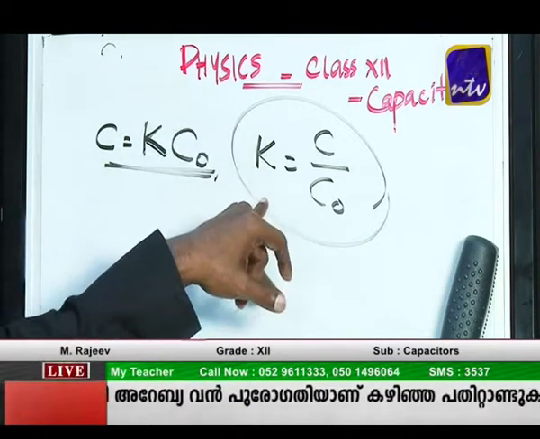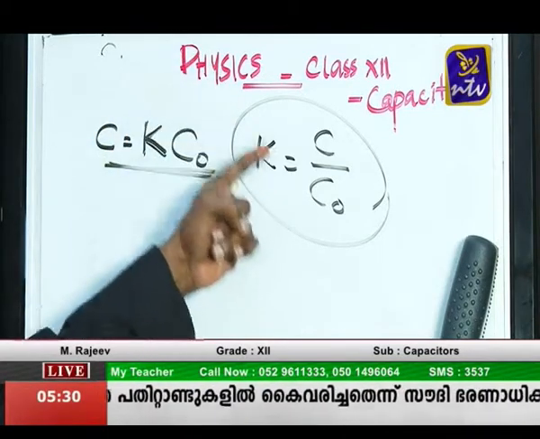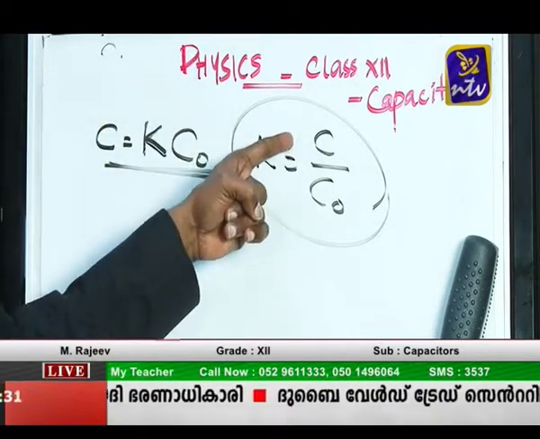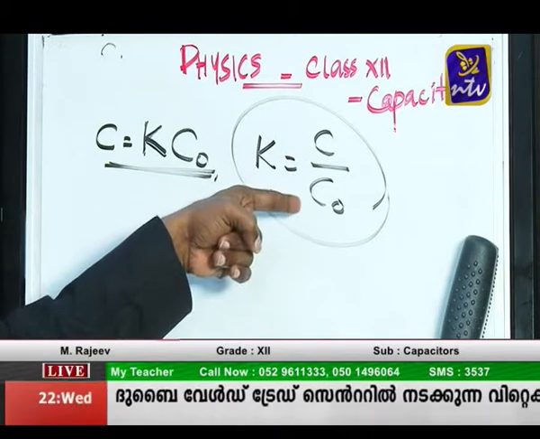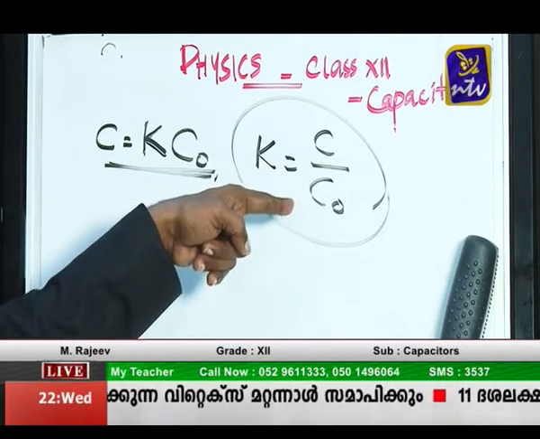Dielectric constant is defined, I will tell you the definition based on this equation. Dielectric constant is the ratio of the capacitance of a capacitor with the dielectric between the plates to that of the same capacitor without the dielectric between the plates. Once again, let me tell you the definition.